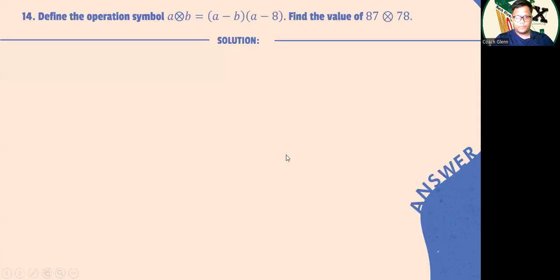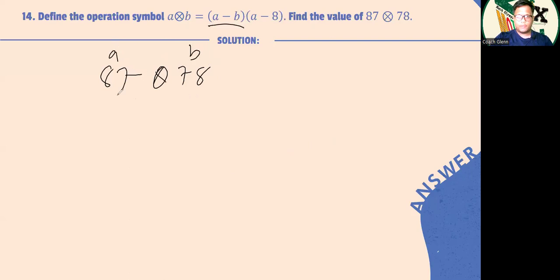Number 14. Define the operation symbol A operation B is equal to A times B multiplied by A minus 8. Find the value of 87 operation 78. So all we need to do here is follow the steps in our operation given. So for this one, 87 operation 78, then our A is 87 and our B is 78.